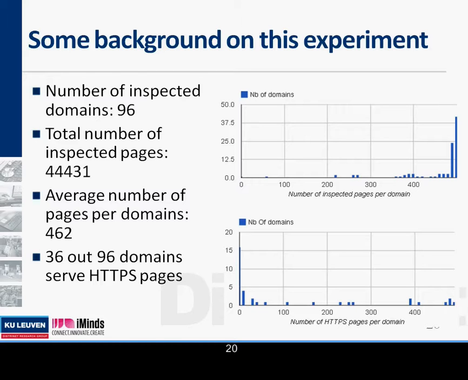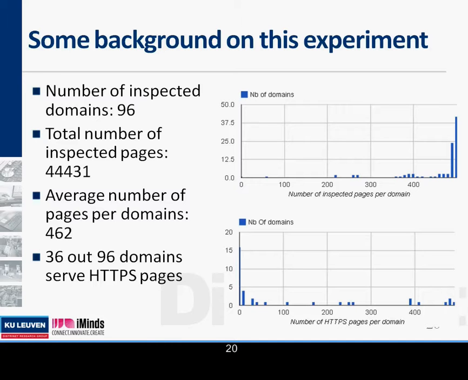So this means that we didn't visit 50,000 pages, but we visited 44,000 pages on the web. On average, a domain had 462 pages in the search engine catalog that we were able to visit. And only 36 of the 96 domains were also reachable over HTTPS. Also important, it doesn't mean that all the pages were visitable over HTTPS, so it could be that only a subset of them were accessible over HTTPS.